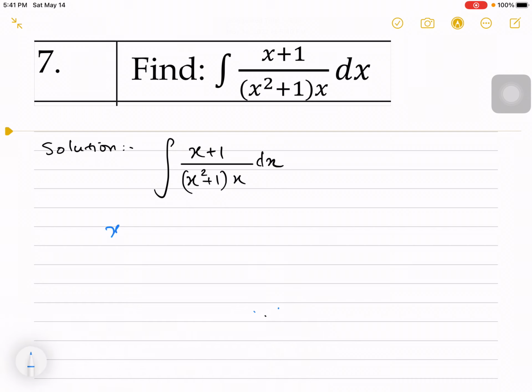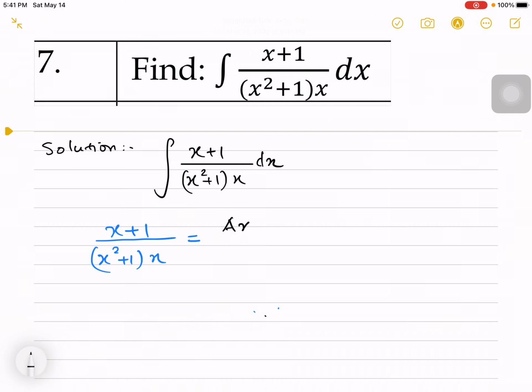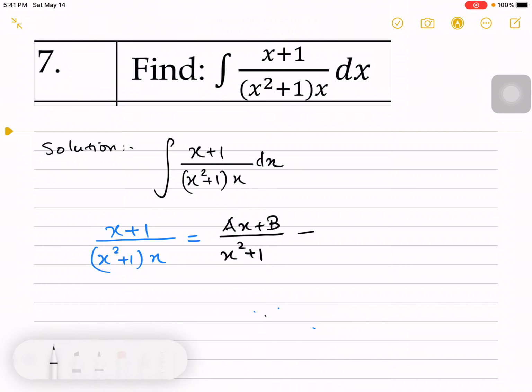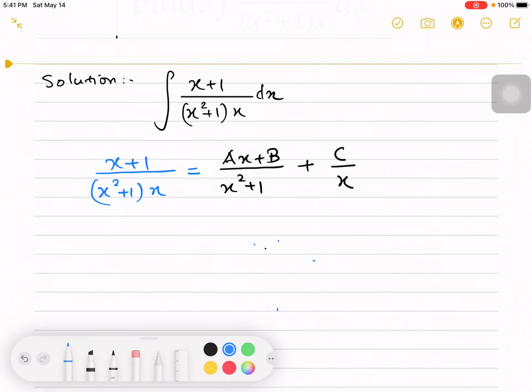So we will write (x plus 1) divided by (x square plus 1) x as two parts according to the partial fraction method, in which the first factor is x square plus 1, which is quadratic. So we will use (ax plus b) divided by (x square plus 1), and one factor is only x, which is a linear factor. So we will use a constant c divided by x. And now we will simplify it.